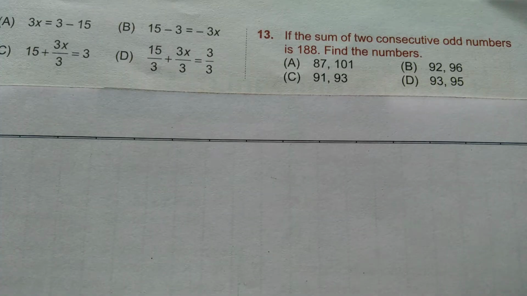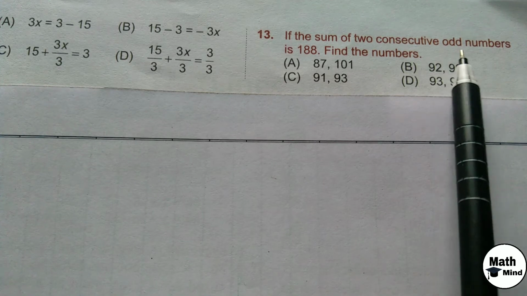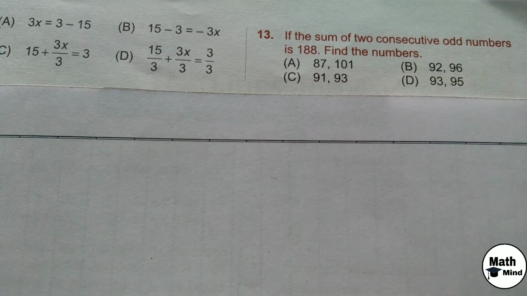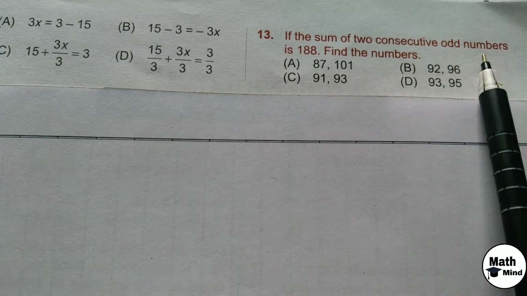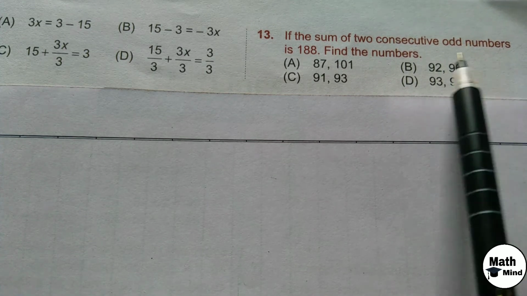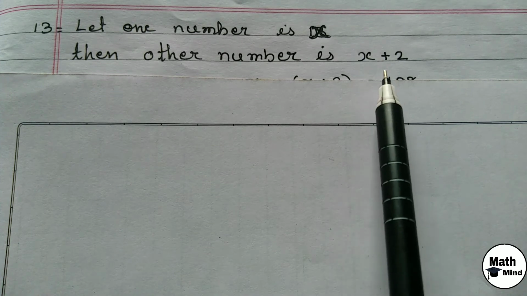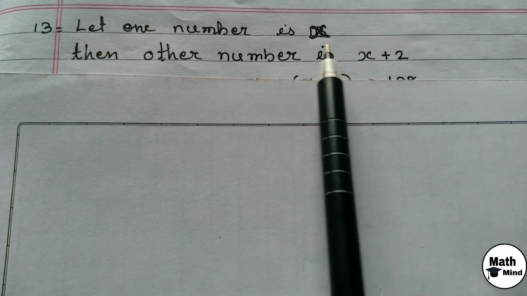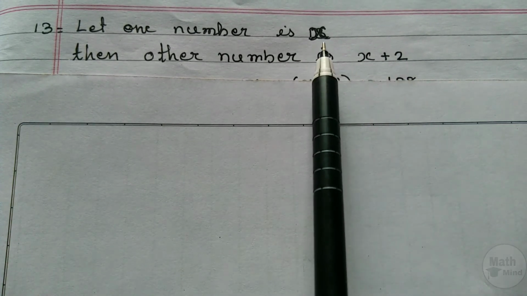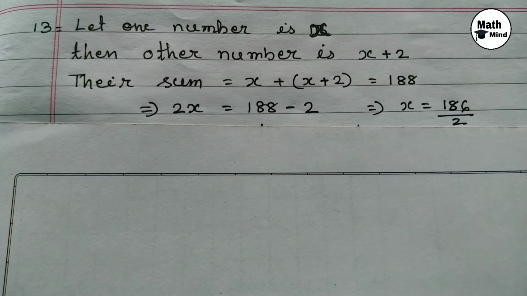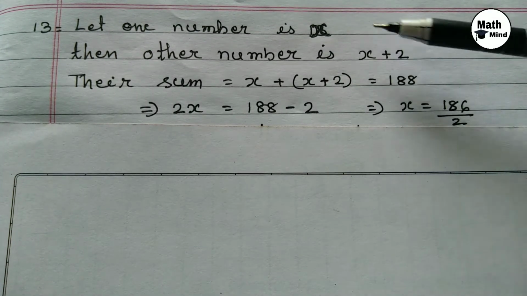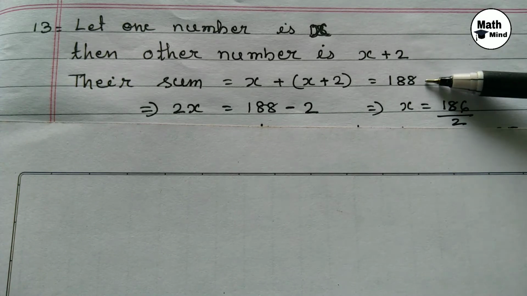Question number 13. If the sum of two consecutive odd numbers is 188, find the numbers. Let the odd number be x. Then the other odd number is x plus 2, because both are odd numbers and consecutive. One number is x, other number is x plus 2. Sum of both, x plus x plus 2, equal to 188.